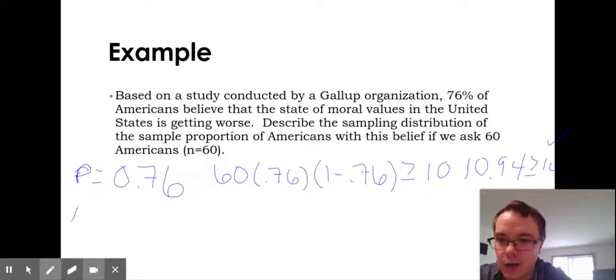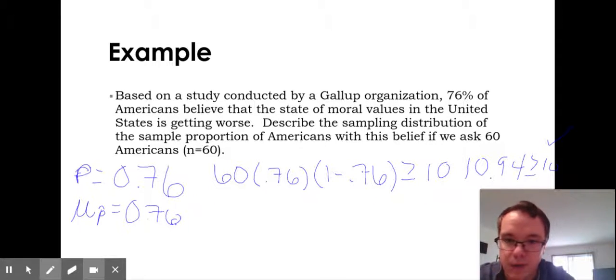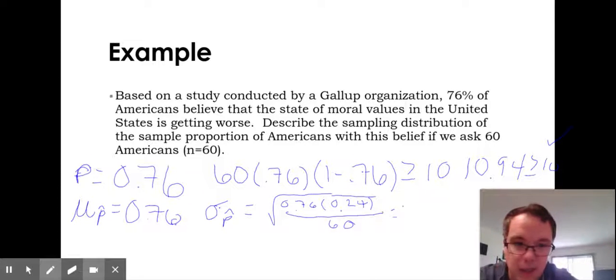And so our expected value for p hat would be our population proportion, so 0.76. So we would expect that our sample proportion should be somewhere roughly near our population proportion. And then we're going to find our standard deviation for p hat by taking the square root of our p, 0.76, times 1 minus our p, or 0.24, and dividing it by our sample size, which is 60. And if you put that in a calculator, you get 0.055.